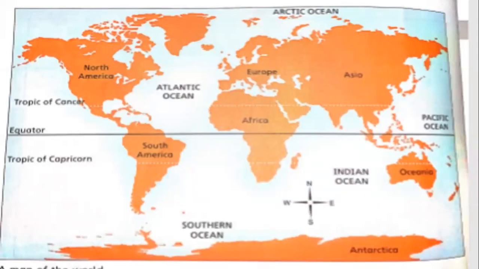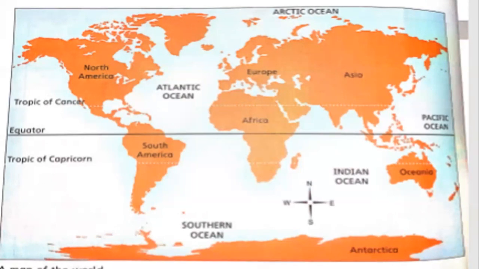The upper area is called the northern hemisphere and the lower is called the southern hemisphere. Students, when you are in class 5, you will study grid reference. Through the grid reference, you will learn about maps. But in the given map, you can see this central line is called the equator.